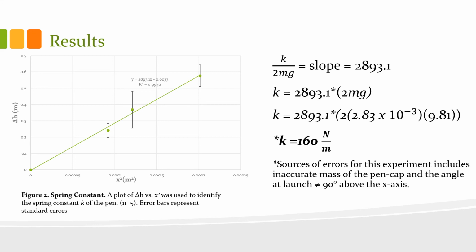Sources of error in this experiment include the inaccurate mass of the pen cap. As mentioned, we measured the mass of the pen cap using the post-office scale, and we don't know how accurate it is. The second source of error could be that the angle at launch was not equal to 90 degrees above the x-axis. A few degrees of difference could send the pen cap sideways.